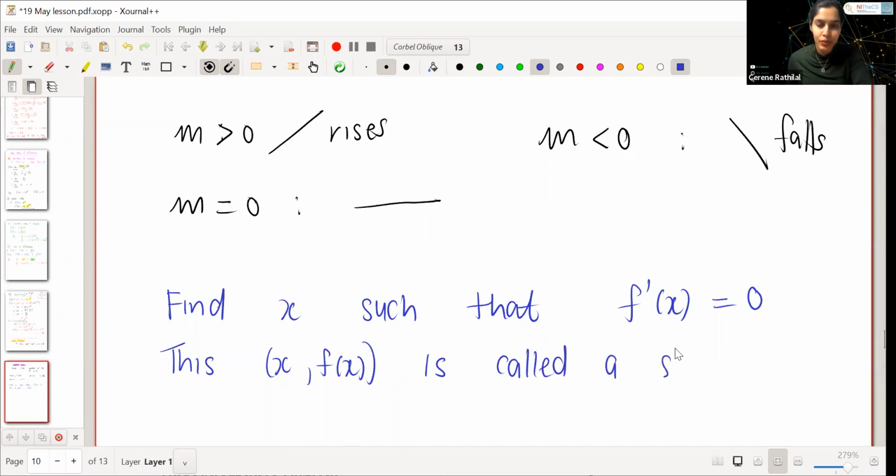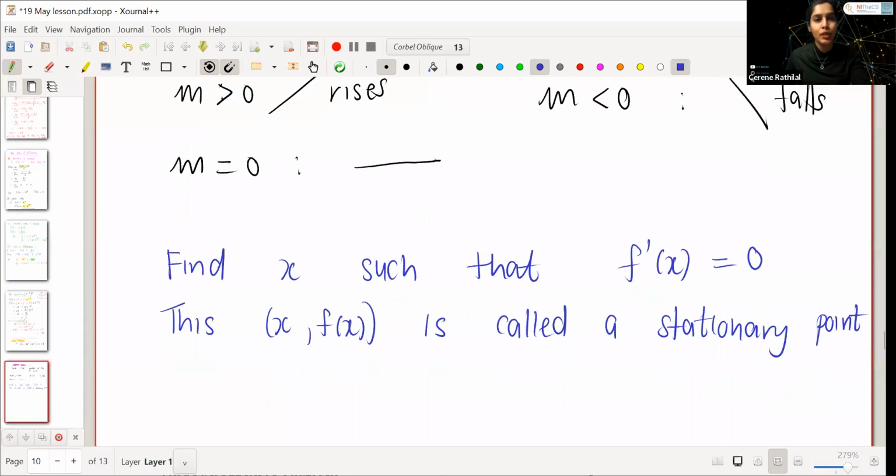a stationary point. A function could have more than one stationary point. Okay, it can also have no stationary point. That's it. And so one of the things that we will have to look at is finding stationary points. Another word that you possibly would have encountered in class is possibly a turning point. Okay, so I'll make a note, turning point.